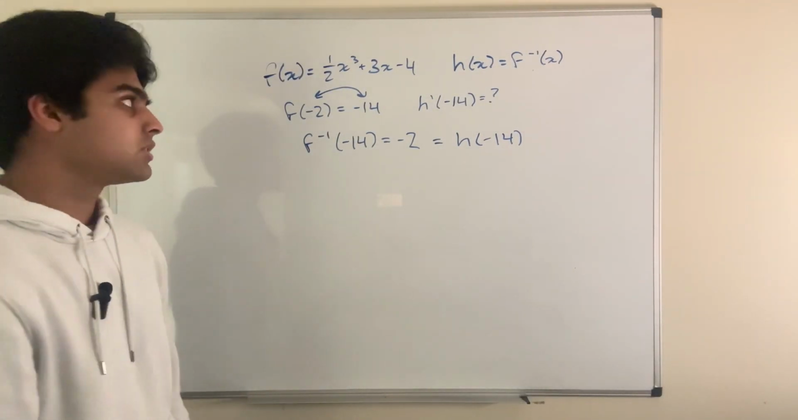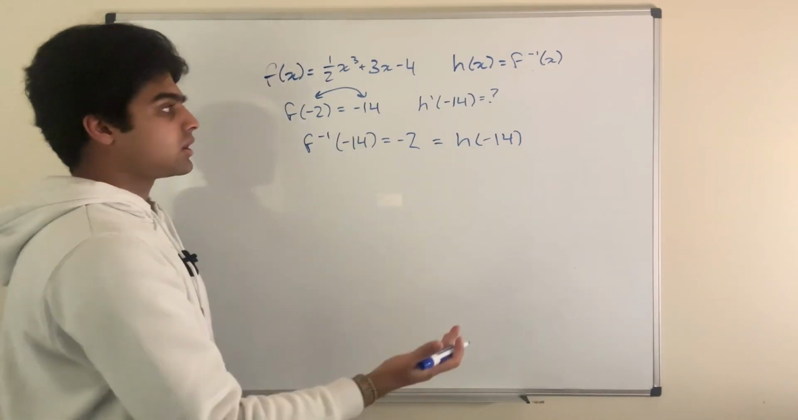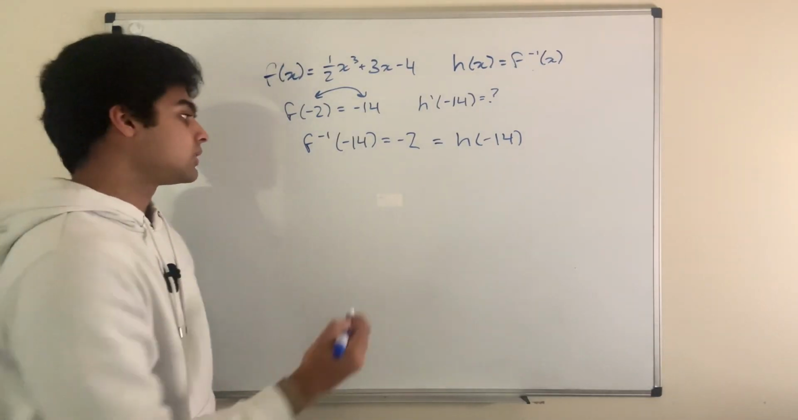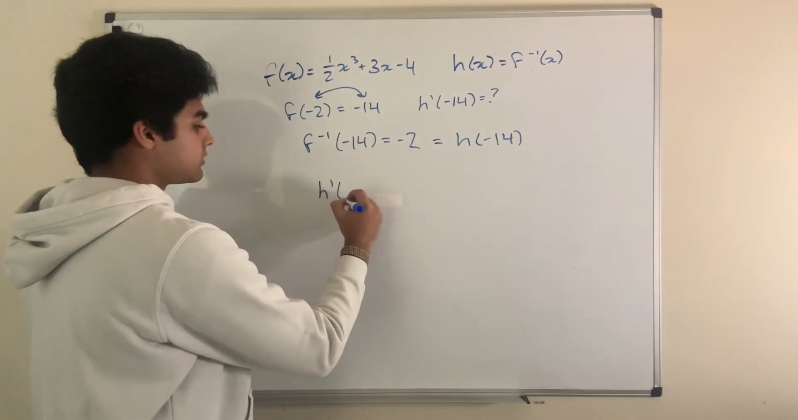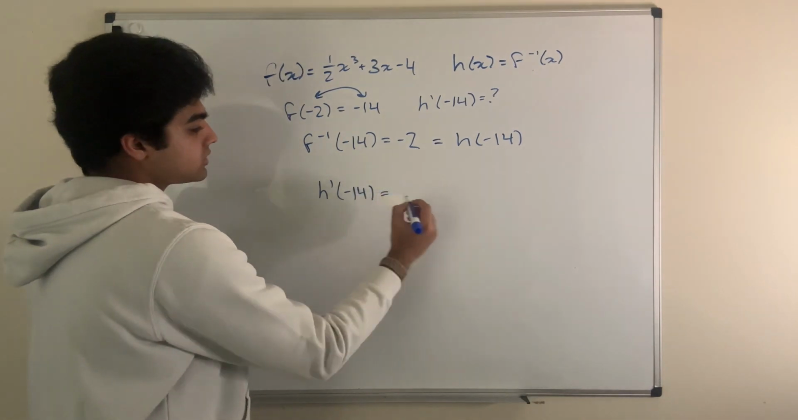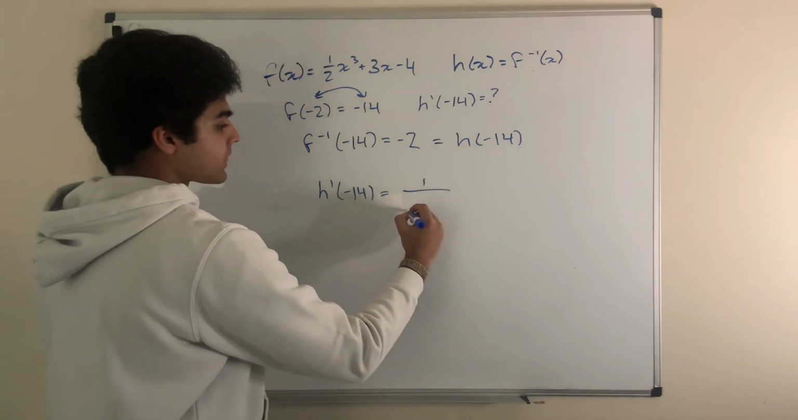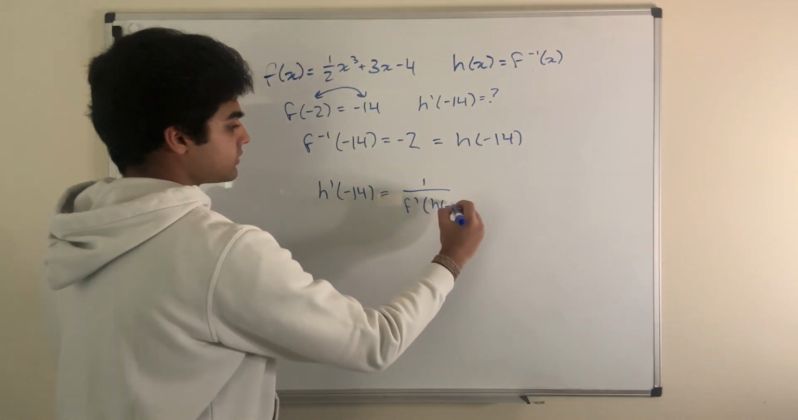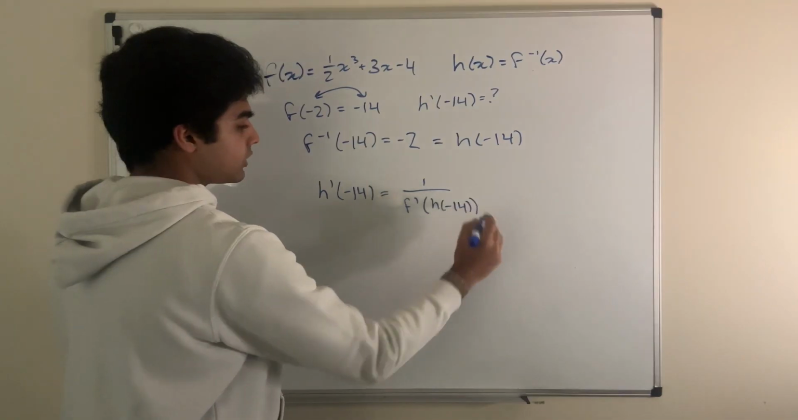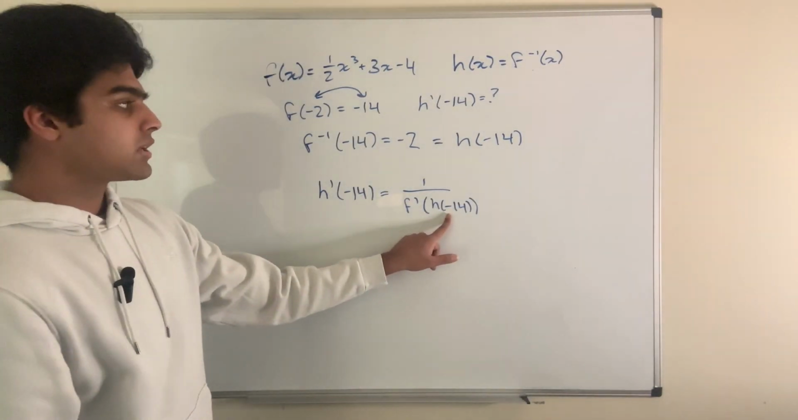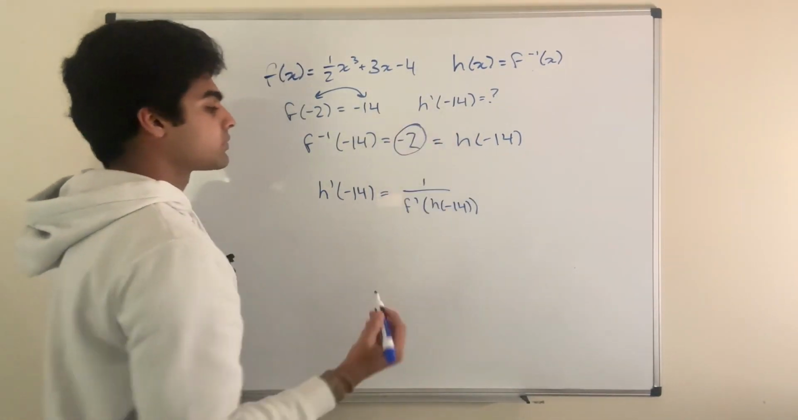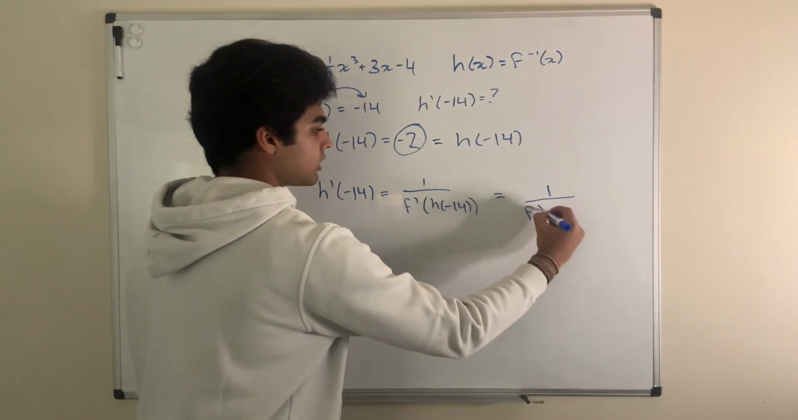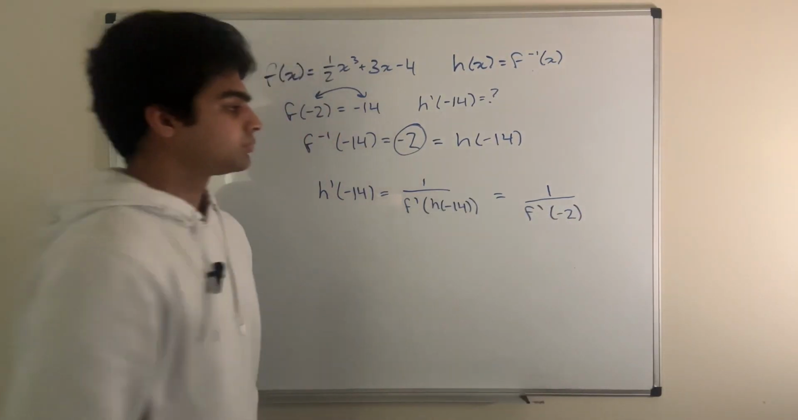So we can use that to our advantage, because then we can use the inverse equation that we found earlier to find h prime of -14. So this is just going to be equal to 1 over f prime of h of -14, right? And we know what h of -14 is. That's just going to be -2. So this is going to be equal to 1 over f prime of -2.